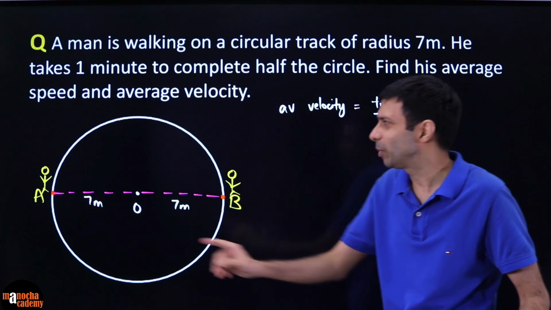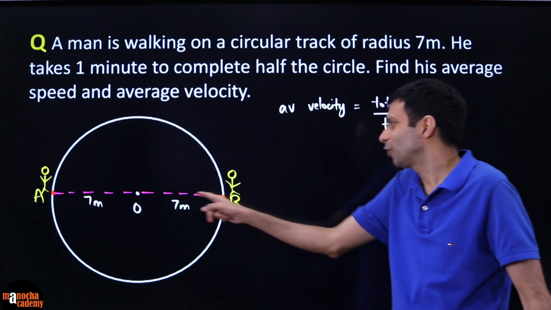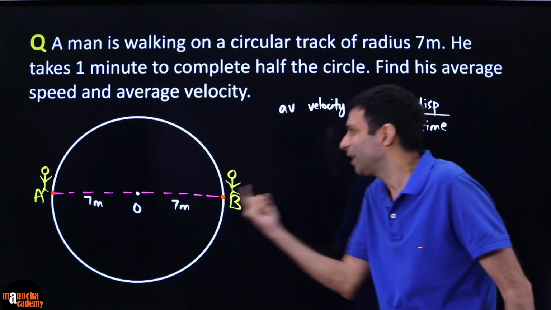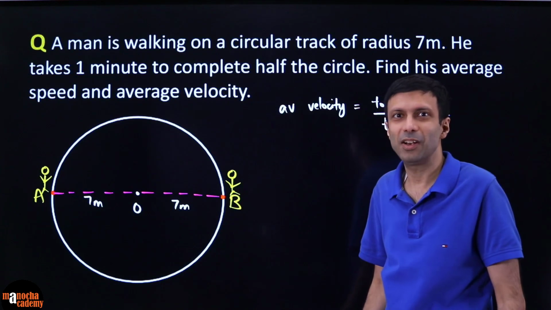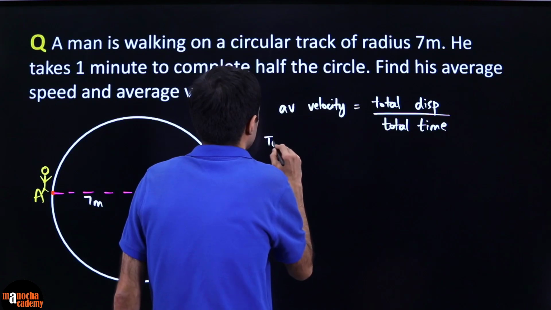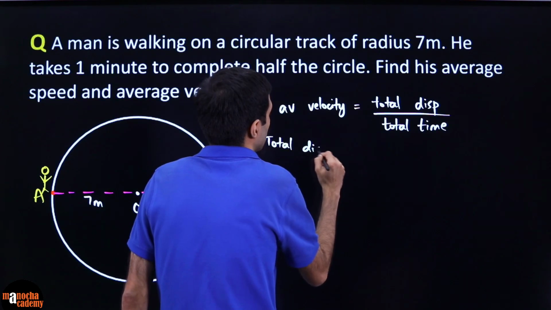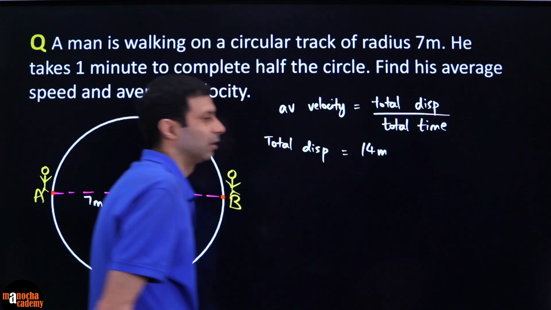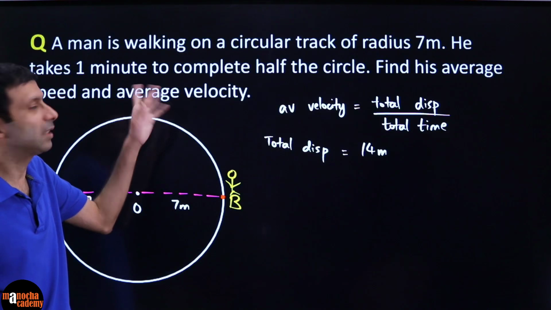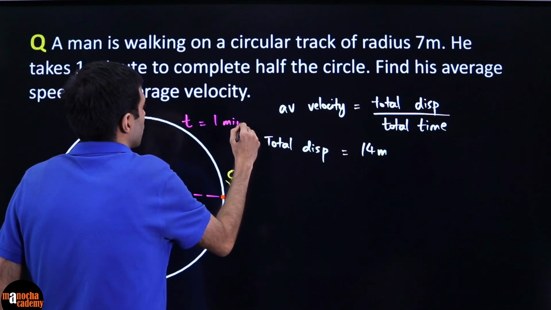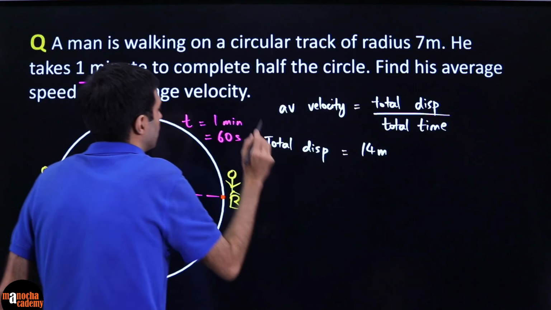Very simple. Remember, displacement is the shortest distance from initial to final position. So what is the total displacement? Diameter of this circle. 7 plus 7, 14 meters. Done. So let's write that here. So total displacement of this person is 14 meters. What is the total time? Time is the same, which was given here. 1 minute, which is basically 60 seconds.